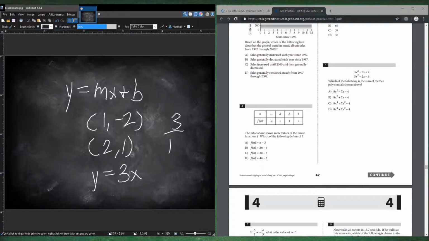Plug in 1 here, so that's 3. So 3 plus some number equals -2. So this has to be -5, which makes sense because then 6 minus 5 equals 1. We've got to make sure that's right. That's 9 minus 5 equals 4. Makes sense. 4 times 3 is 12, minus 5 equals 7, so that makes sense. So the equation is 3x minus 5. Or using n, which is answer C.